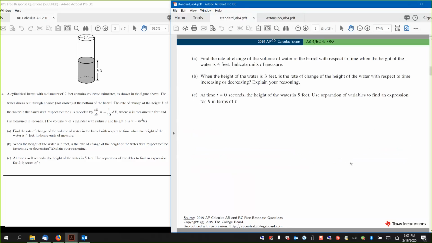So in part A, we need to find the rate of change of the volume of the water in the barrel with respect to time when the height of the water is 4 feet. Sounds pretty reasonable. In part B, we need to determine whether the rate of change of the height of the water with respect to time is increasing or decreasing when the height of the water is 3 feet. That's a little tricky because we're asking students to tell us something about the rate function. That's a little different, but nevertheless the solution technique and the concept are the same. And in part C, we're given an initial condition, and son of a gun, we need to solve a differential equation for h in terms of t.